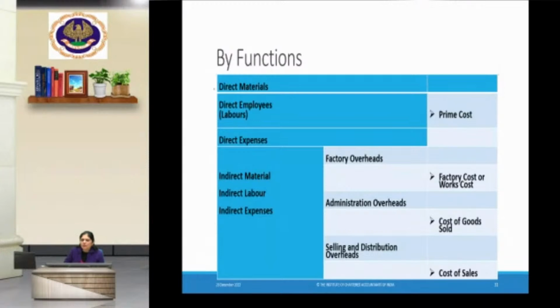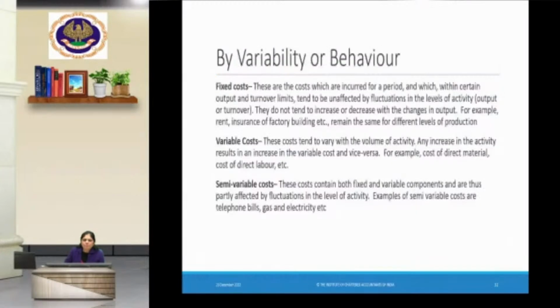All right. Moving further. So variability of behavior: fixed cost, variable cost, and semi-variable cost. Fixed cost basically is the cost which is incurred for a period. Fixed cost will not change with the production units. You are basically not producing anything, like during COVID times, the factories, there was no production going on. But if you have taken a factory on rent, you have to pay the rent. So fixed cost does not change with the production.